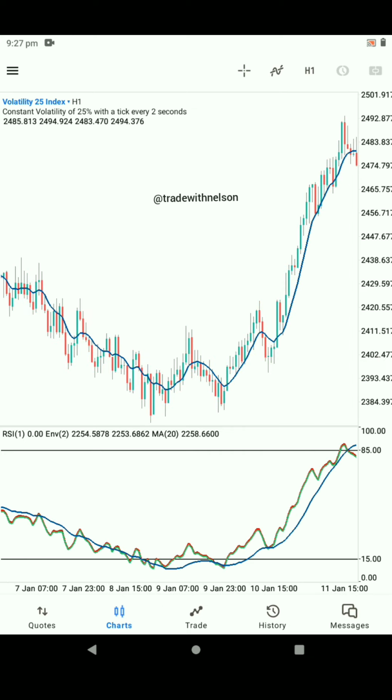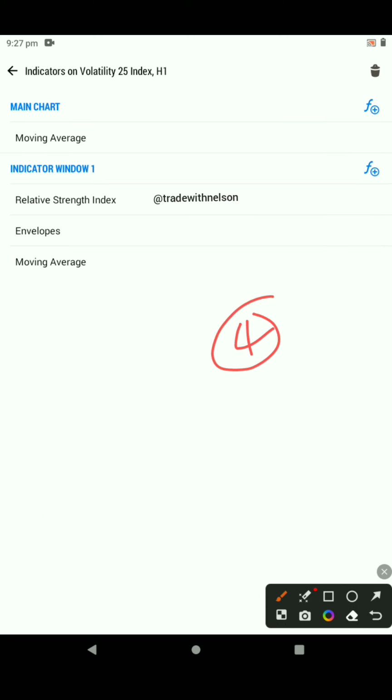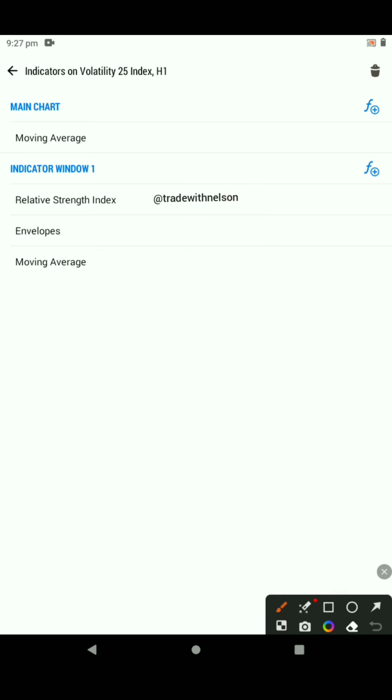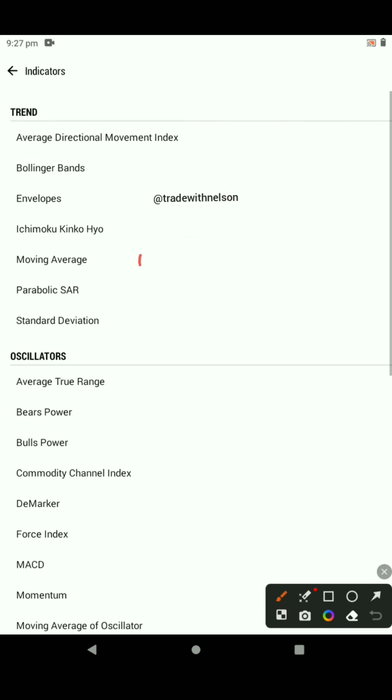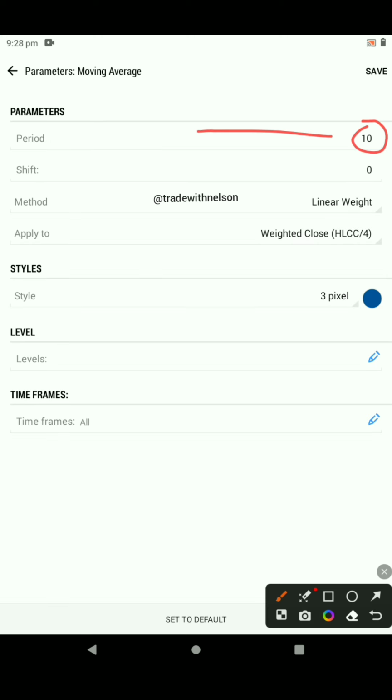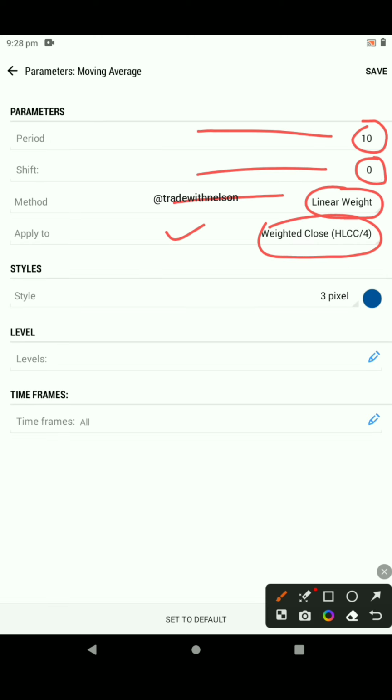So now let me quickly show you the settings to my indicator. First thing you do is to click on this indicator icon over here. You can see I have 4 indicators. I have moving average, relative strength index, and envelopes. To select the first moving average, click on the F icon on the main chart. Moving average. Make your period 10, shift 0, method Linear Weighted, apply to Weighted Close, style 3 pixel, and select color of your choice. After that, click on save.